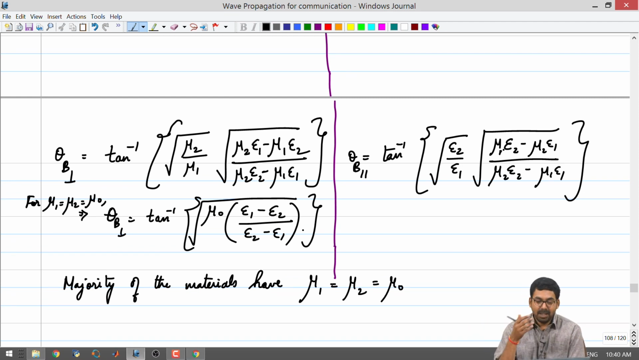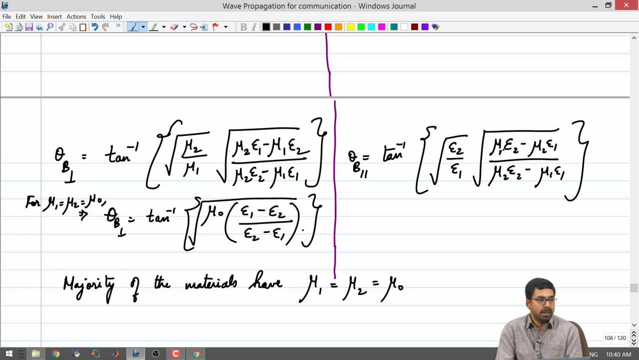Generally, tan inverse of a square root of minus mu naught means that you do not have an angle that you can attach to theta b perpendicular. So, tan inverse of square root of minus some quantity means the tan inverse of j something. So, there is no real angle theta b which will give you this relationship. So, people argue that in the case of perpendicular polarization for non-magnetic materials, you may not have a Brewster's angle.